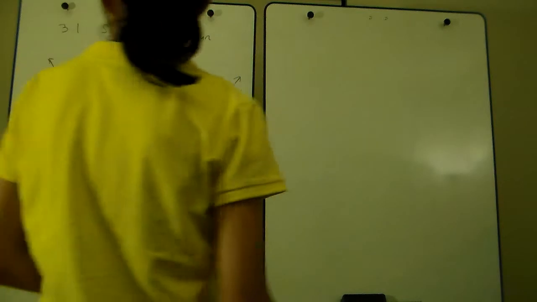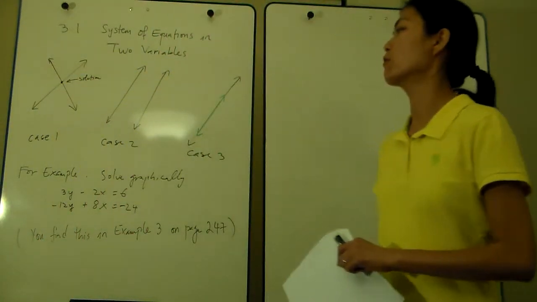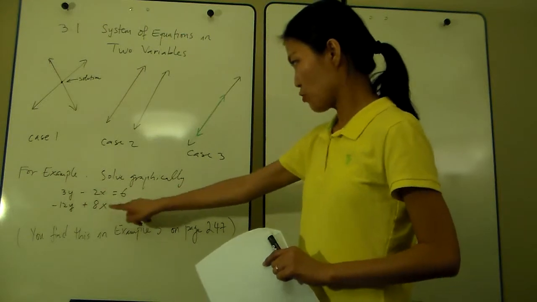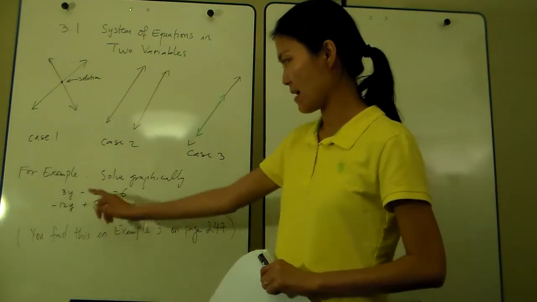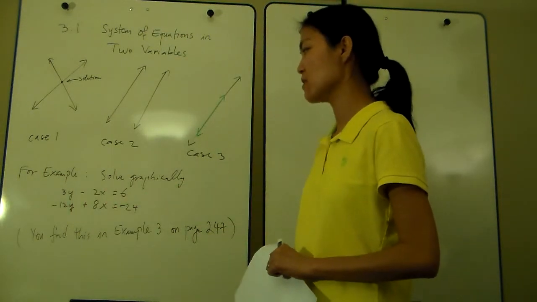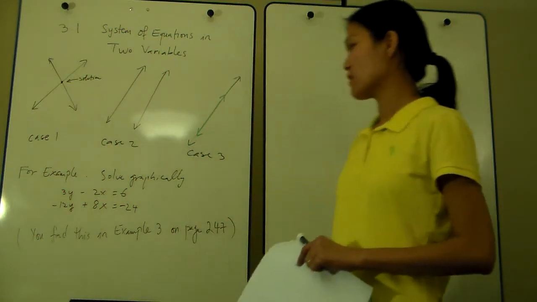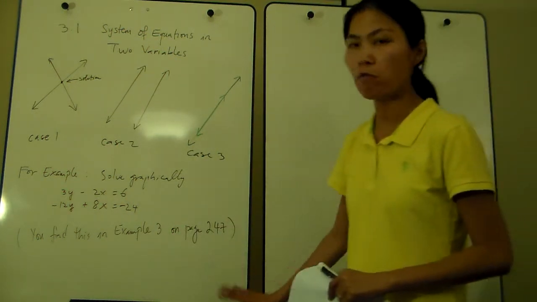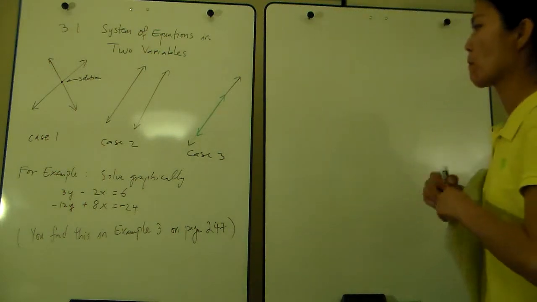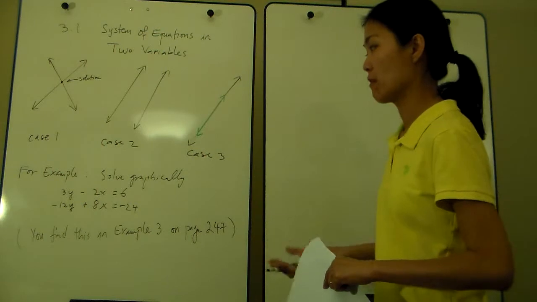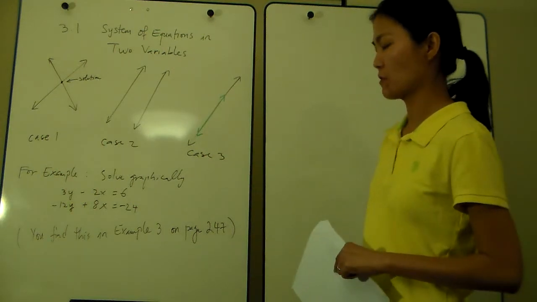Okay, let's start with this last example. Solve graphically. 3y subtract 2x equals 6. Negative 12y plus 8x equals negative 24. You can find this in example 3 on page 247 in the textbook. Now, solve graphically, right? So we need to graph these two lines.